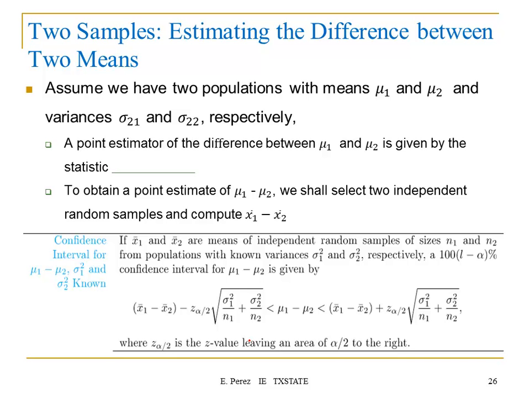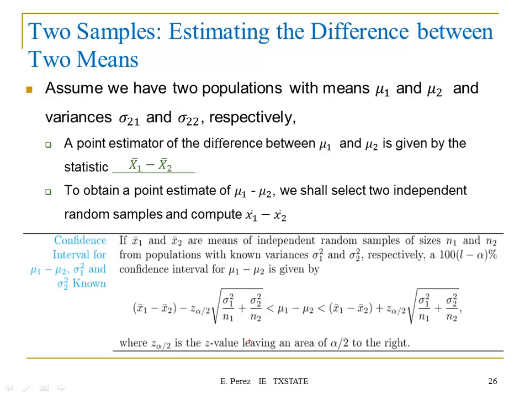Okay, so a point estimator of the difference between mu1 and mu2 is given by the statistic x bar 1 minus x bar 2. To obtain a point estimate of that population difference, we shall select two independent random samples and compute the difference of the sample means. So we're going to select the sample from UT Austin and the sample from Texas State University, and compute the difference between the samples. Then we can compute the confidence interval for that difference.